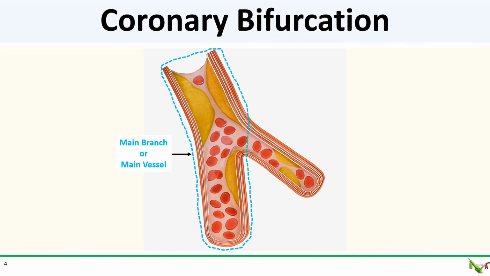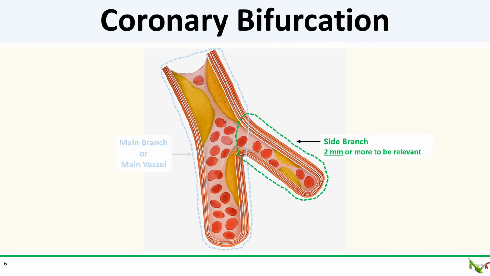Okay, some basic bifurcation vocabulary. The larger branch of a bifurcation is usually called the main branch, or the main vessel. The main branch can be divided into a proximal segment where blood is coming in from, and a distal segment where blood is traveling to.